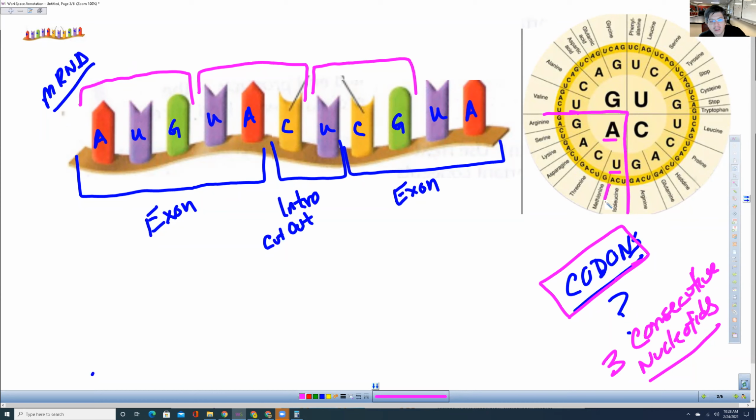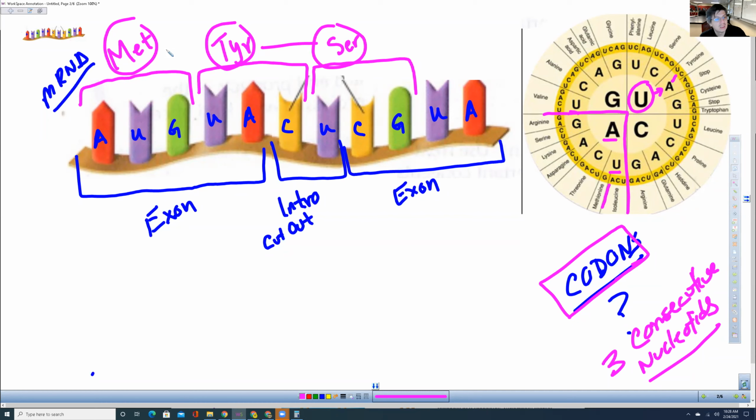AUG, what's that right here? I know it's hard to see for you guys, but that is methionine. UAC, that's tyrosine. And the next one is UCG, that's serine. Right? So this would be the protein right here if we were using this mRNA by how it looks.